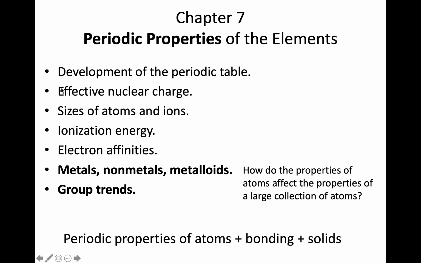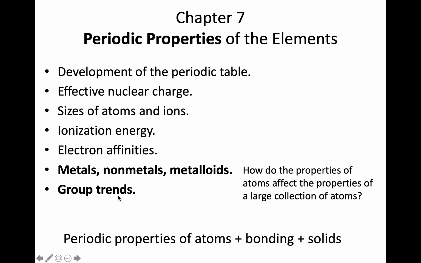Chapter 7 ended by consideration of general properties of metals, nonmetals, metalloids, and different groups. The idea was to shift now, and instead of talking about properties for individual atoms, consider the properties of atoms when we have a large collection of them together. We've moved on and we've added more information about this.